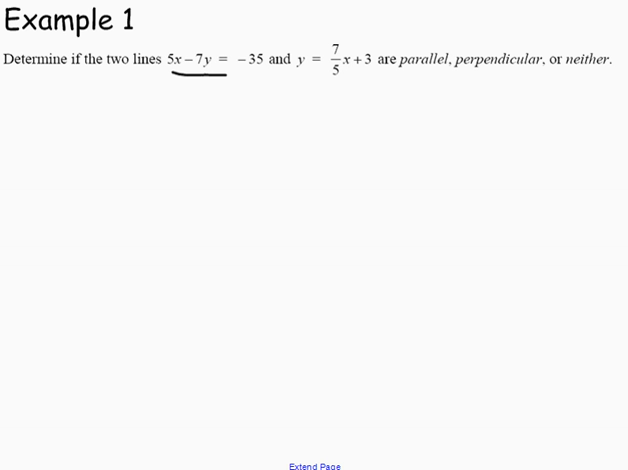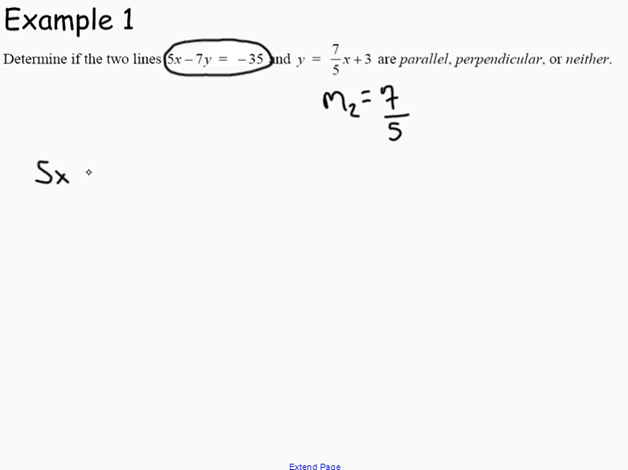So this one over here, we're going to have to put in y equals form. This one is already in y equals form, so we know the slope of line 2, let's call it, is 7 over 5. So depending on what the slope of this one is, we're going to be able to say if the lines are parallel, perpendicular, or neither. So let's work it out. Let's set it equal to y equals mx plus b.